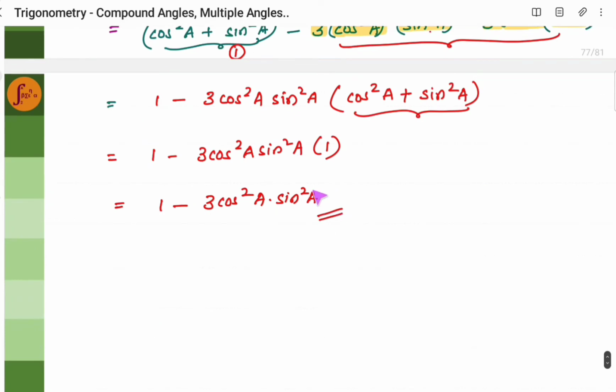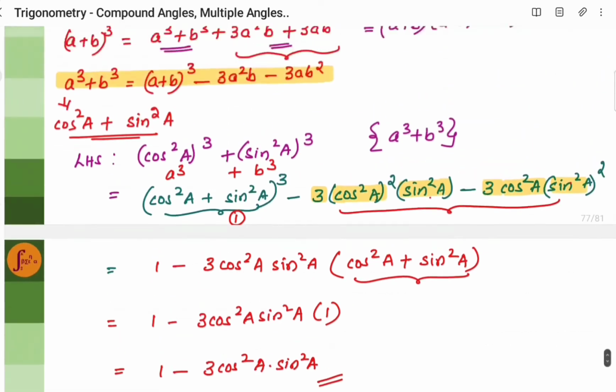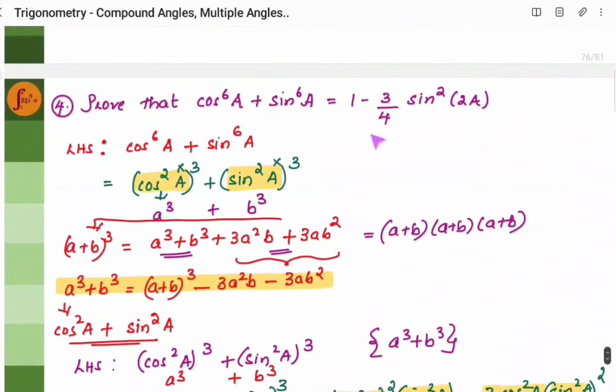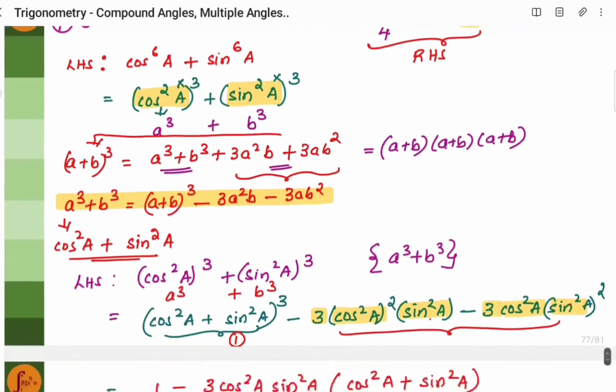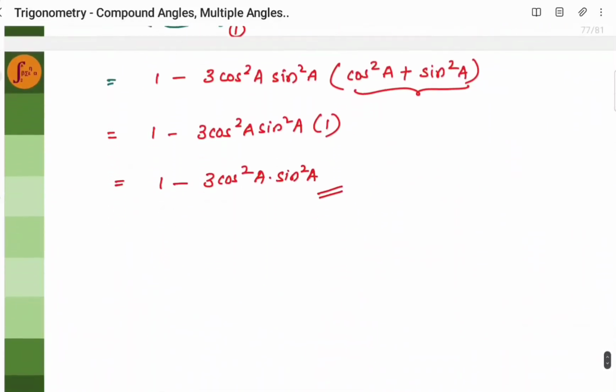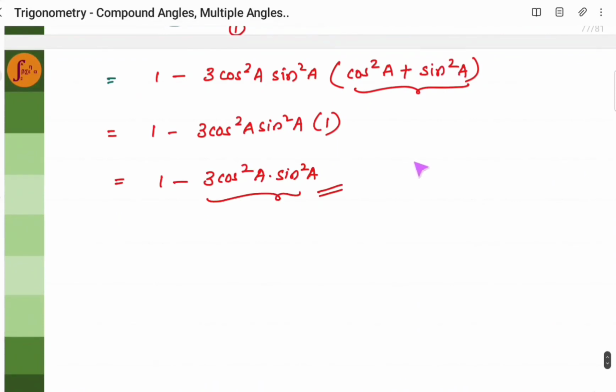Now what do we do? How do we proceed from here? Let's look at the RHS. Here if you notice there is 2a. This is the clue. You have sin 2a, which means in this expression we should get sin 2a. How do we get sin 2a? Now let's remember the formula for sin 2a. Sin 2a is 2 sin a into cos a. This is the multiple angle formula for sin 2a.